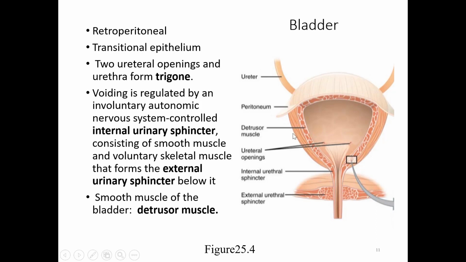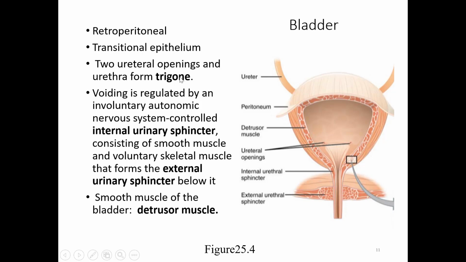So, bladder. Here is the urinary bladder. It is located in the pelvic cavity under the peritoneal membrane, so we call its location retroperitoneal. It's lined with transitional epithelium because it's a stretchable organ. There are 2 openings for the ureters, so the ureter goes on the posterior side of the bladder, and that's where it opens. That's another ureter, and together with the opening for the urethra, they form that triangle that we call a trigone.